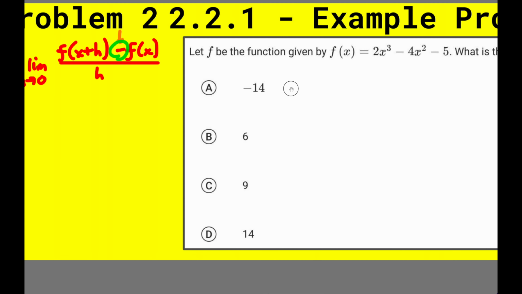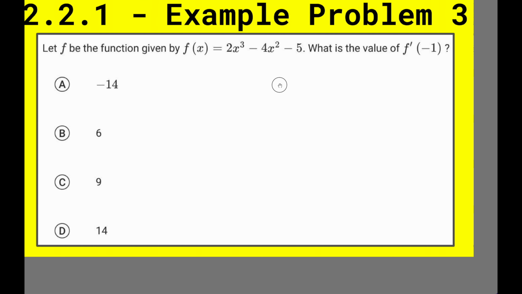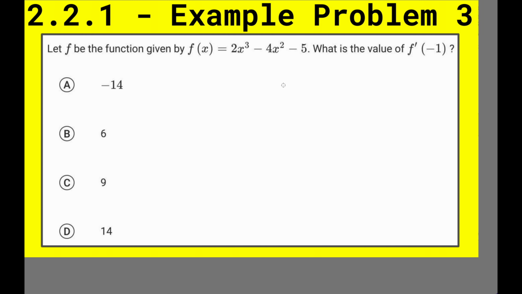All right, and the last one that we're going to do in this section right here, example problem number 3. Let f of x equal this function right here. What is the value of f prime of negative 1? So what this means is find the derivative and plug in negative 1. Okay, so that's the first thing we're going to do, find the derivative using power rule. So I'm bringing down that 3, multiplying it by the 2 to get 6, minusing 1 from the power. Subtracted by, bring the 2 down, you get 8, minus 1 from the power, so now it's a 1.